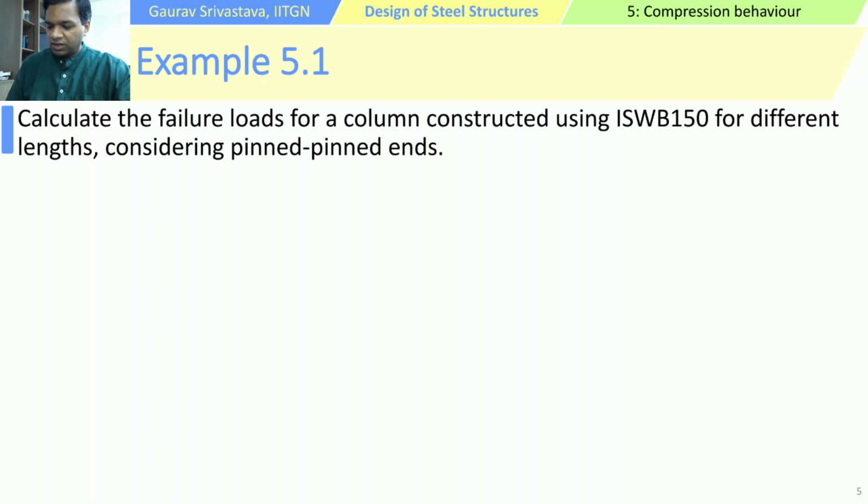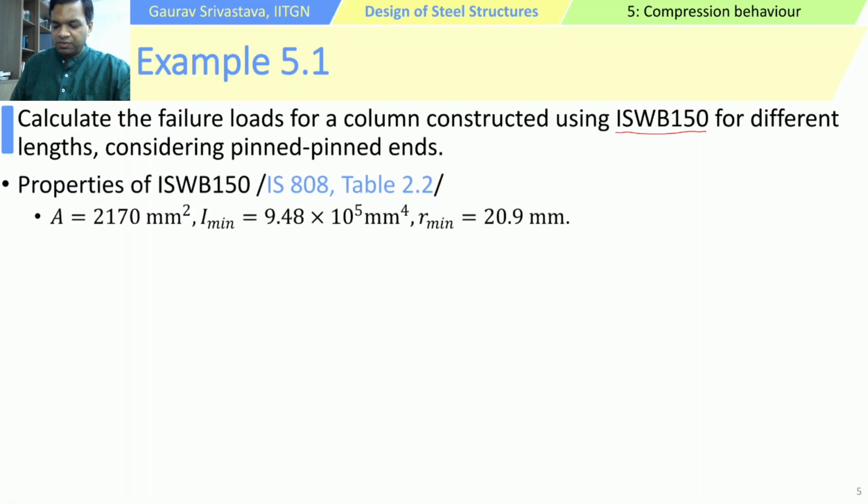So, let's say there is an ISWB 150 and we want to calculate failure loads for different lengths of this section considering pin ends, right? So for pin ends, which means k is equal to 1. Now from IS 808, we can get the basic properties of the section, which is ISWB 150. So the primary quantity of interest here will be the radius of gyration, right? And in most of these sections, there will be two axes. One is a strong axis, one is a weak axis. And here we are taking the lower of the two radius of gyration, which means we are considering the weak axis bending because that will actually govern the buckling.